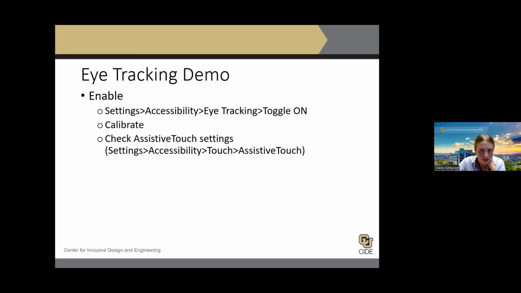Okay, so this is how you can go into your device to set up eye tracking. One thing to note is that some of the settings that I talked about on the last slide are going to be found under the eye tracking menu. And for some of them, they're under the assistive touch menu. So just make sure to go into both of those menus and figure out which settings you want to use as you're setting this up.